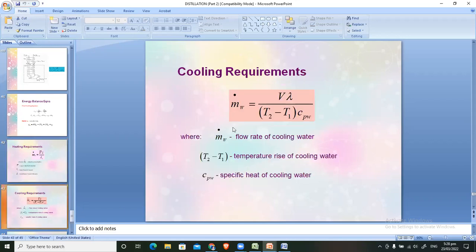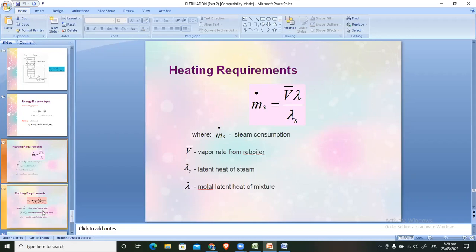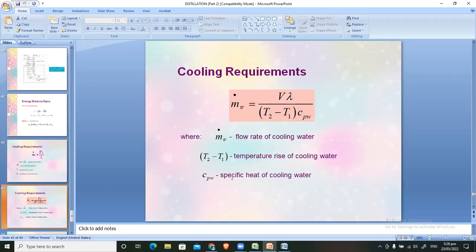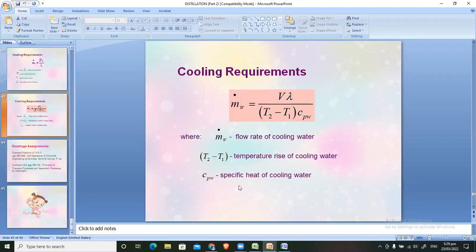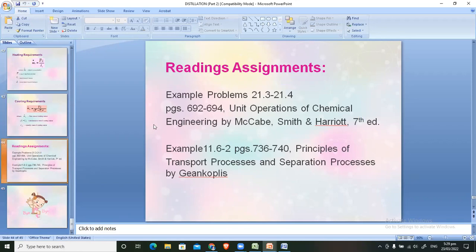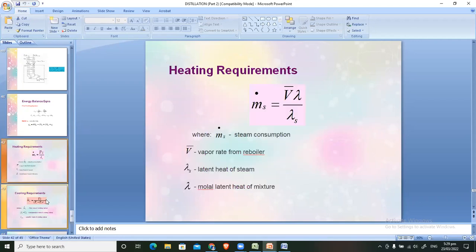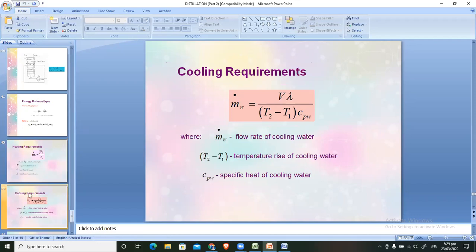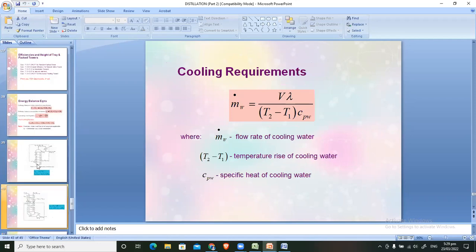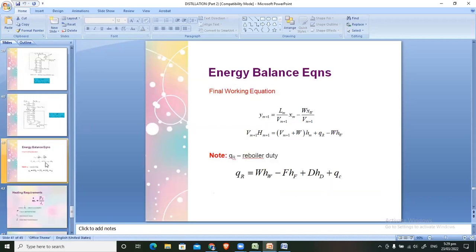This one is for the amount, the mass flow rate of the cooling water in your condenser this time. If this one is for your reboiler, this one is for your condenser. And the things that appear in the formula, the variables and the parameters, are defined here. So these are the reading assignments that I asked you to read then. I placed them here because they will help you understand how to use the formulas for the cooling and heating requirements, and most importantly for the condenser and reboiler duties.